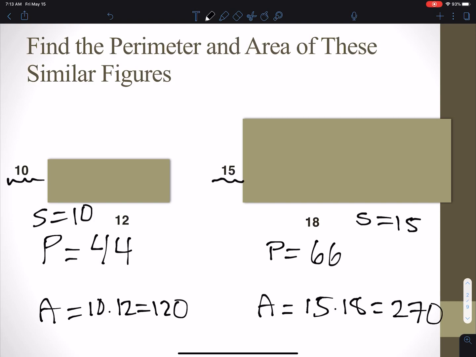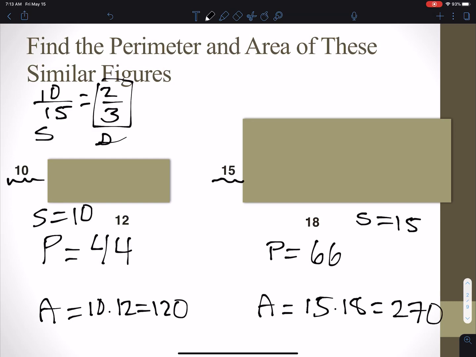So what I'm going to do is compare. I'm looking at my side lengths, which is 10 over 15. Okay, if I were to reduce that, that would turn into 2/3. So that is the ratio of my side lengths, S for side lengths.